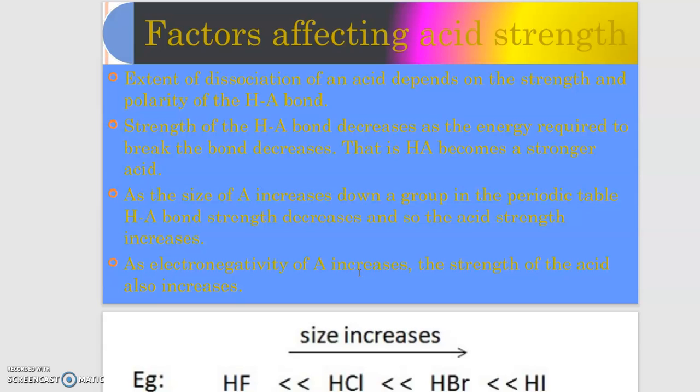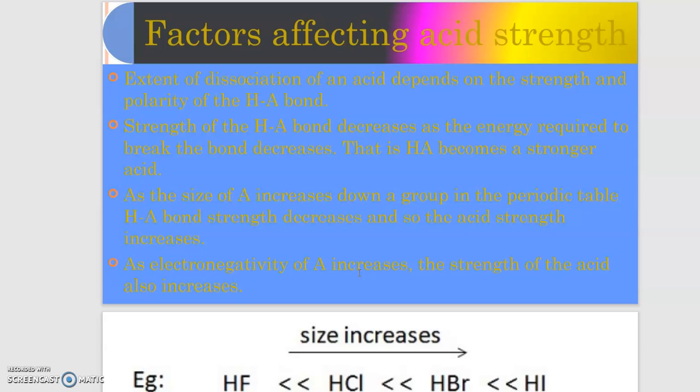The strength of the HA bond decreases as the energy required to break the bond decreases. If the HA bond strength is less, then we can easily break that bond. That is, HA becomes a stronger acid. So it is a strong acid. If the HA bond is weak, it is a strong acid.